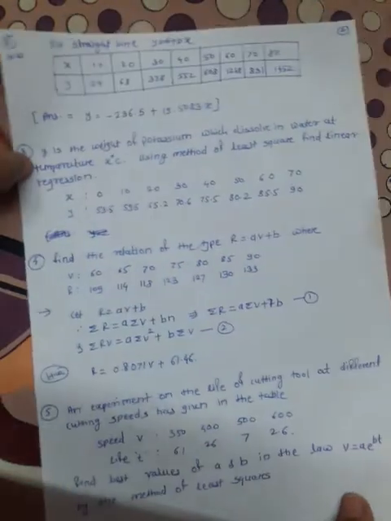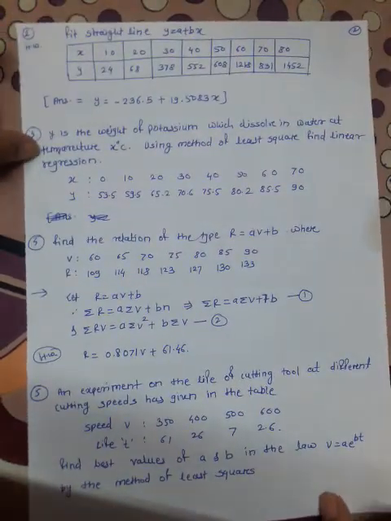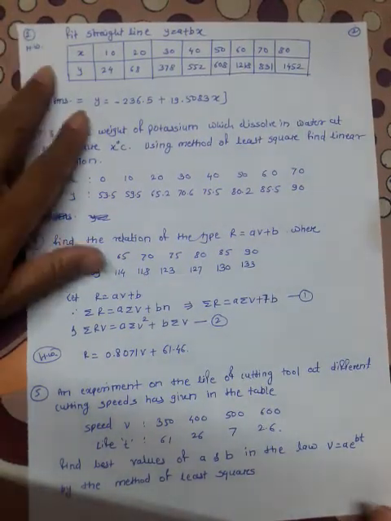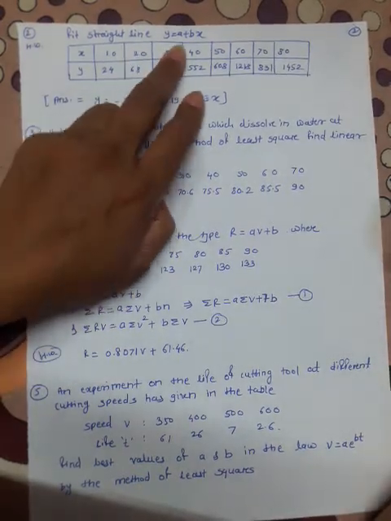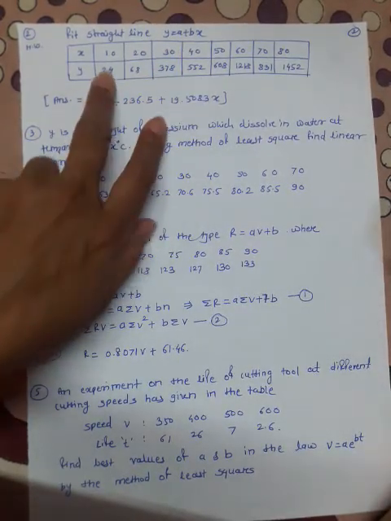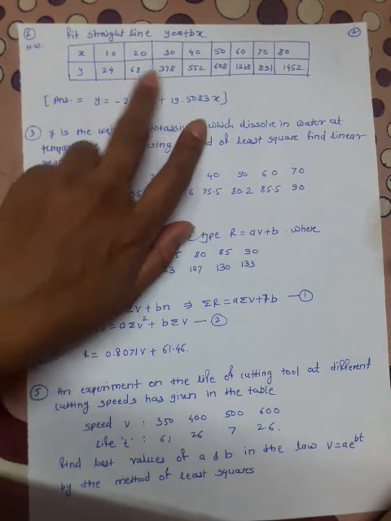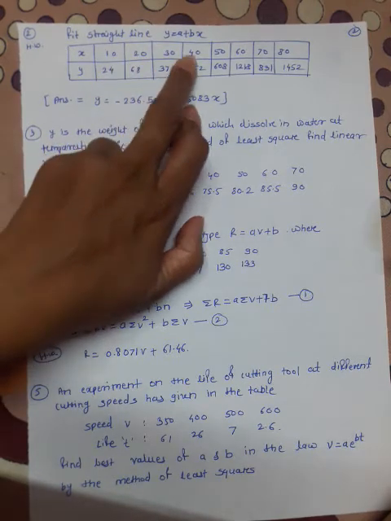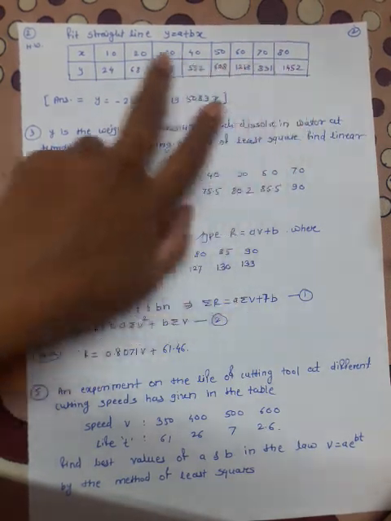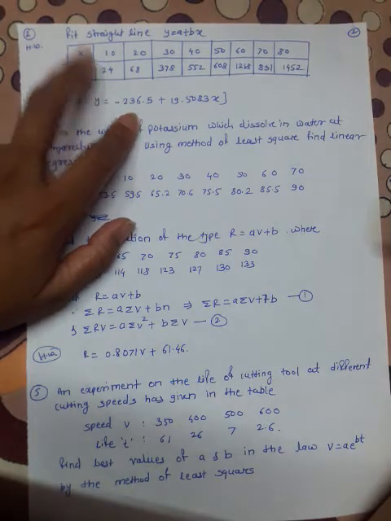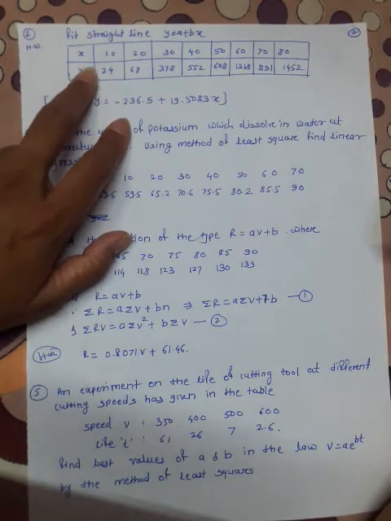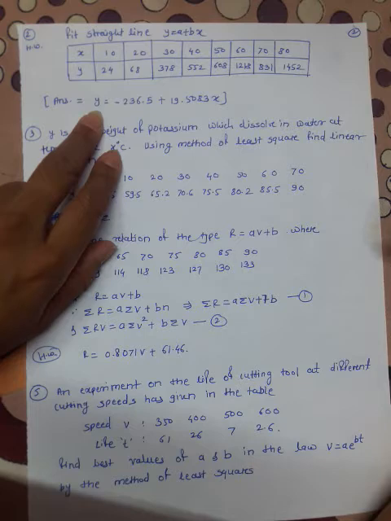Now here some homeworks are there, only calculations are there. See, fit the straight line y is equal to a plus bx from this pair of observations. There are 8 observations, 1 2 3 4 5 6 7 8. Therefore n value becomes 8. Answer for this question is this.